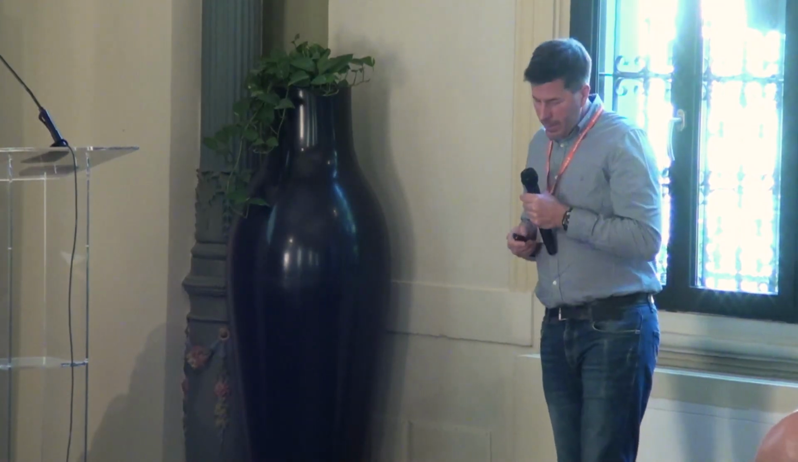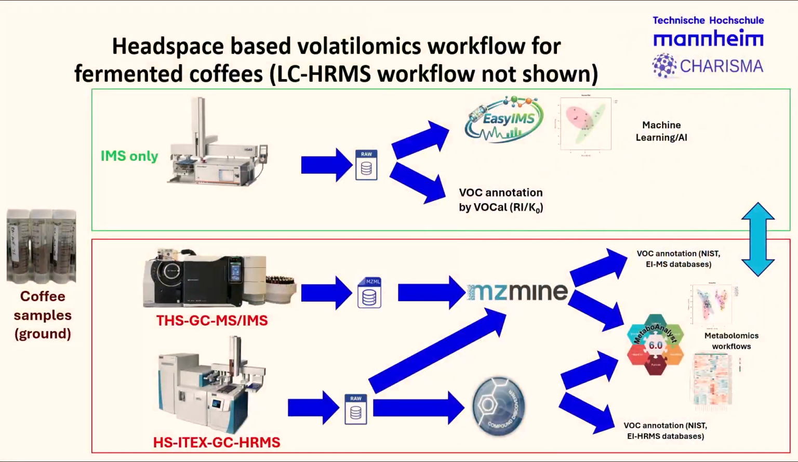Now this is the workflow for the volatilomics approach that we use. We had a standardized procedure for preparing the coffee samples, ground or milled with liquid nitrogen. This is the roast coffee, what I'm showing today only. We also did the same with the green coffee. On the IMS side, that was done on the FlavorSpec. And then towards EasyIMS or VOCal, the GS software, in particular for the annotation, just to get an idea of how well that performs versus the mass spectrometry data.